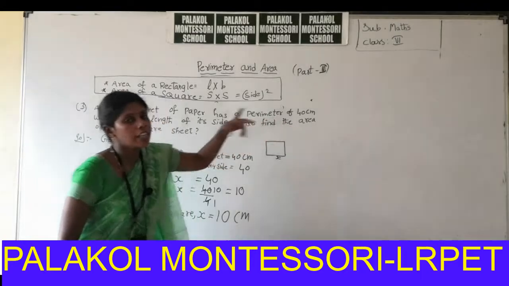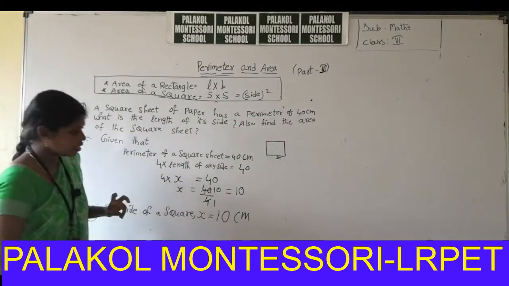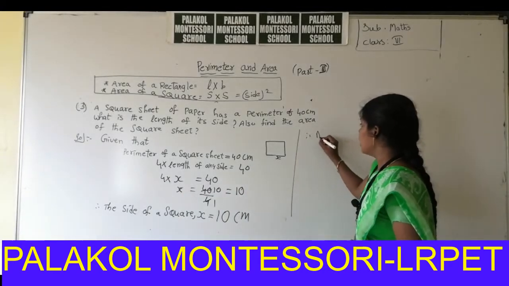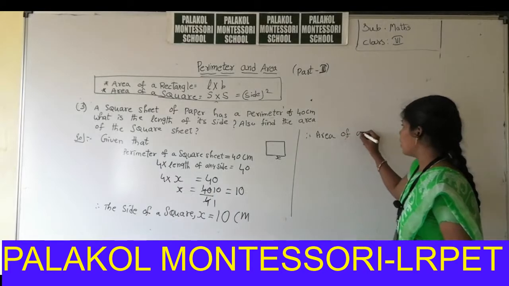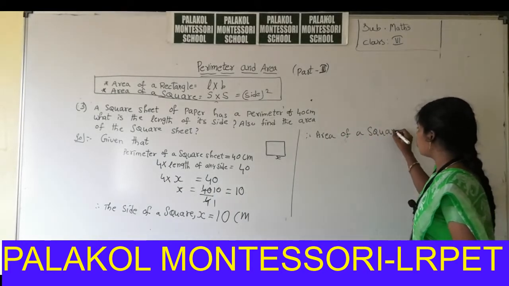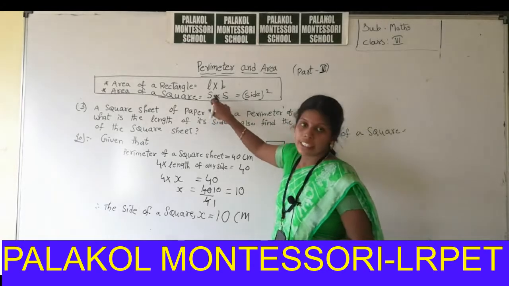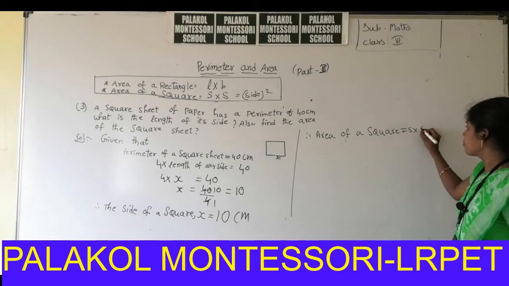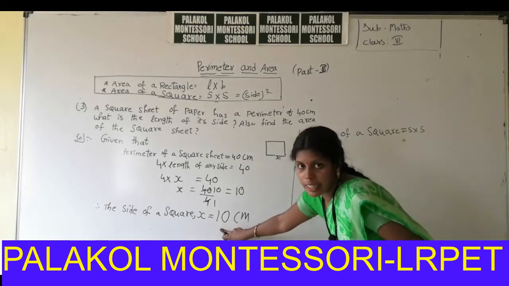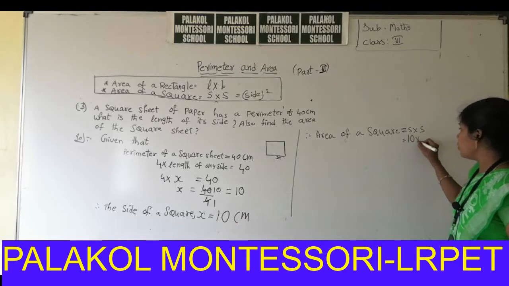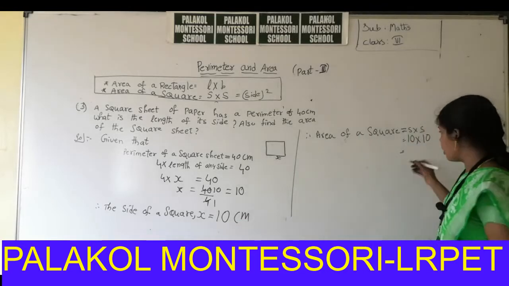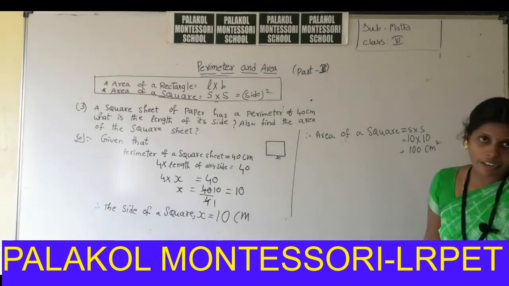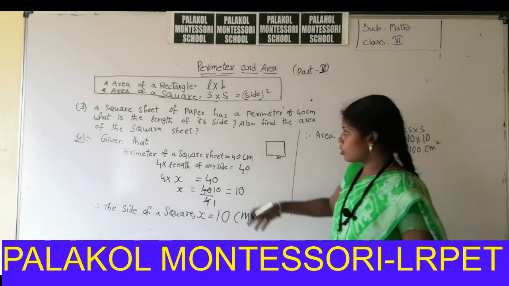So, the next question is, we can find the area of the square. It is also very easy. Therefore, the area of a square is equal to, already we know the formula. What is the area of a square? Side into side. So, what is the side? 10 centimeters. That is nothing but 10 into 10. 10 tens are 100 centimeter square.